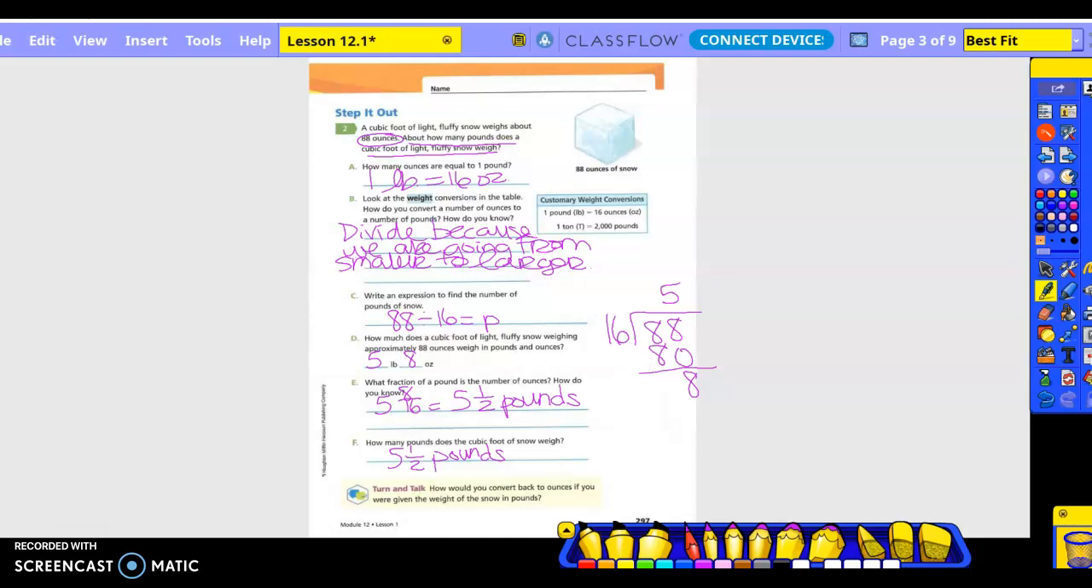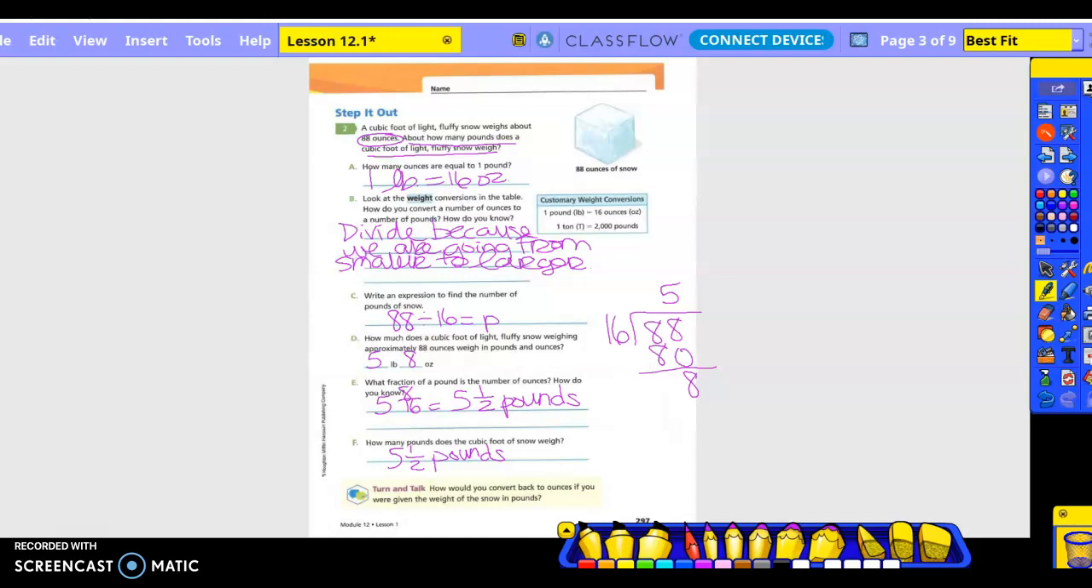Because we are going from smaller to larger. Letter C, write an expression to find the number of pounds of snow. So we said we would take 88 divided by 16, which equals P. So over to the side, we took 88 divided by 16, which equals 5, and then remainder 8, which we then turned into 5 and 8/16, which reduces down to 5.5 pounds.